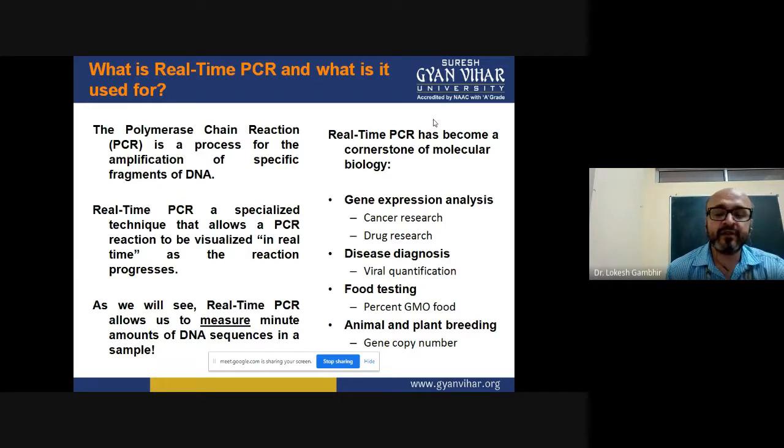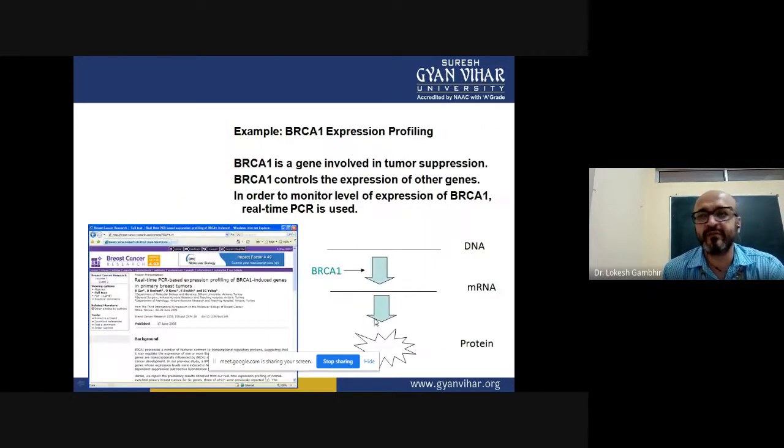And not even that, it is being used in food testing for percent GMO foods. It is regularly being used in animal and plant breeding. Here I'm just giving you an example of the utilization in terms of checking the expression of BRCA1 and BRCA2 genes, which are shown to be associated with breast cancer and other types of tumors also.